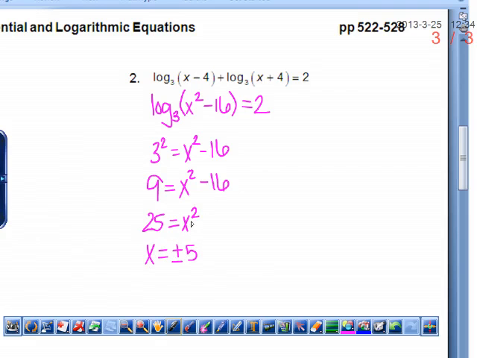Do both of those work? No. Which one does not? Why? Because the argument always has to be positive. The argument has to be positive. Good. It's not that x has to be positive. So the argument has to be positive.